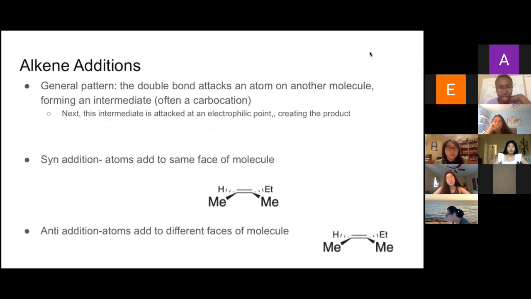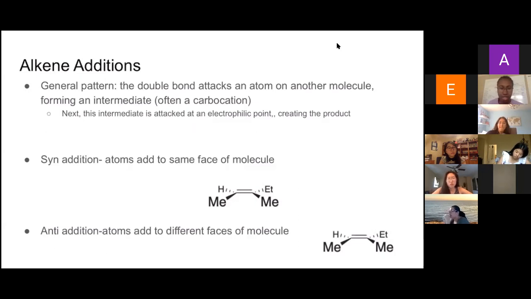All right, so the general pattern that we're going to see a lot for these alkene addition reactions is that the double bond acts as a nucleophile by attacking an atom on another molecule. Usually it forms an intermediate, which is frequently a carbocation, but as we'll see, it can be another type of intermediate as well. And after we create this intermediate, the intermediate is attacked at an electrophilic point, creating the product. And when I say an electrophilic point, I mean some point like a carbocation or maybe a carbon or an atom that might not have a complete octet.